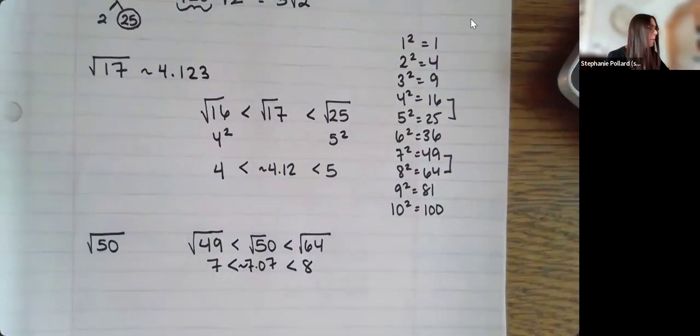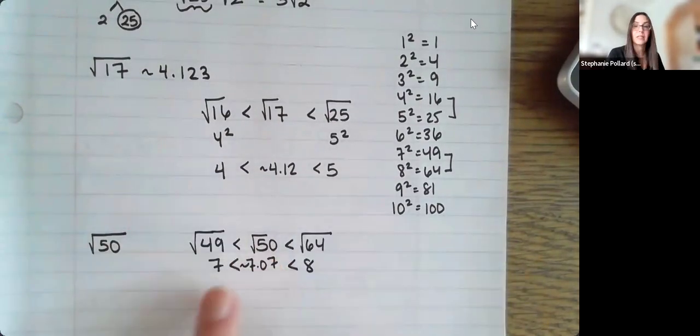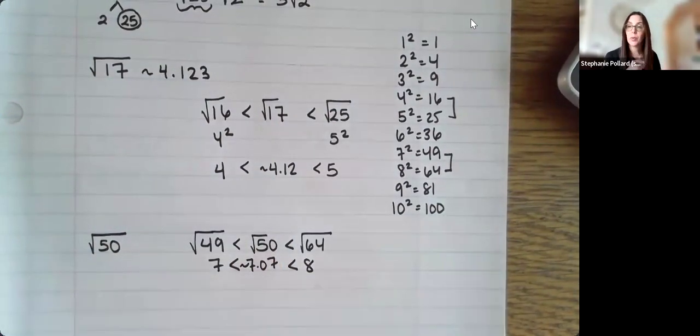So we can definitely use our calculators to approximate the answers here, but it doesn't hurt to make sure that it seems reasonable and that you didn't type something in incorrectly. So for instance, square root of 17 should be between 4 and 5. Square root of 50 should be between 7 and 8. So it's nice to use those perfect squares to help us get an estimation as well.